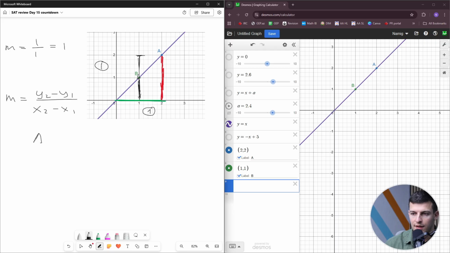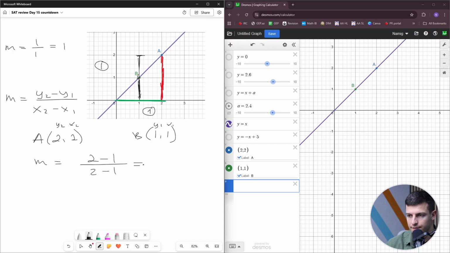Here's what I mean. Let's say our A point is 2 and 2, and our B point is 1 and 1, same as the graph above. Now in this graph, let's say I call this one x2, y2, and this one x1, y1. So m is going to be 2 minus 1 over 2 minus 1. So the answer is 1.